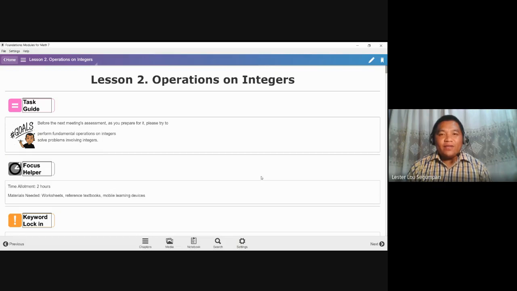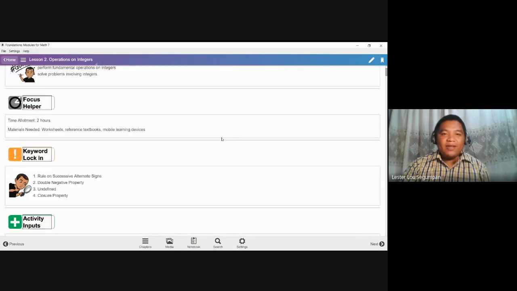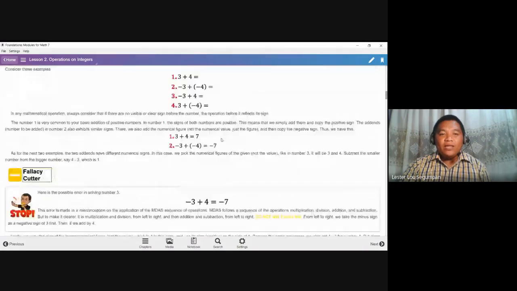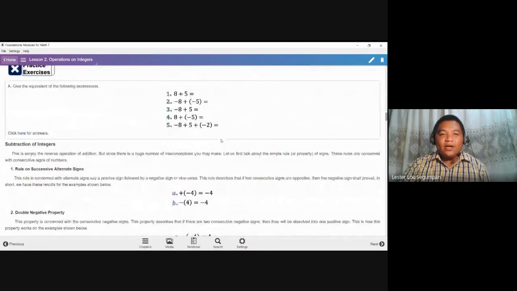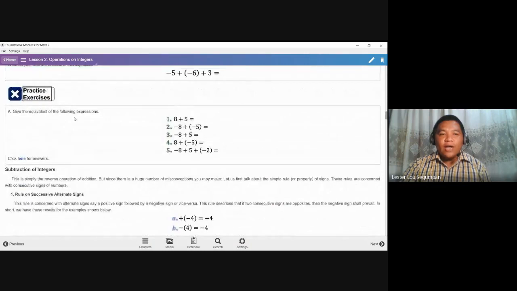Okay. And even if you go to other branches of mathematics, let's say algebra and even higher level mathematics, there is a need for us to understand the operations of integers. As to the content of this lesson, we are not going to talk about it anymore, but rather we are going to proceed with practice exercises A, which is concerned on the addition of integers.